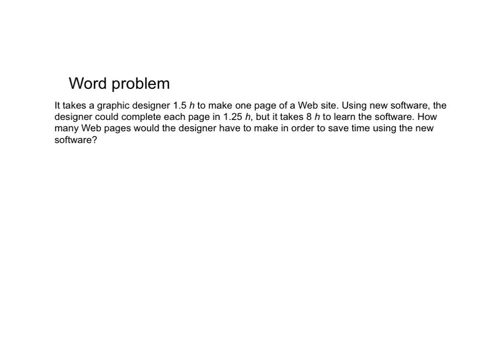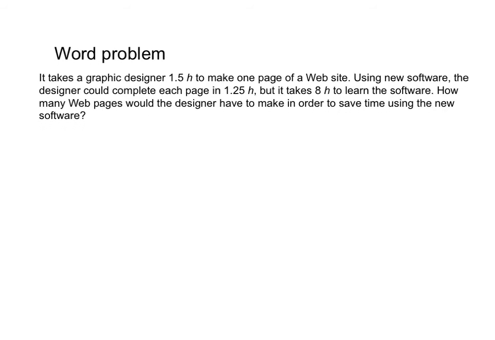Okay, so the word problem. It takes a graphic designer 1.5 hours to make one page of a website. Using new software, the designer could complete each page in 1.25 hours, but it takes 8 hours to learn the software. How many web pages would the designer have to make in order to save time using the new software?